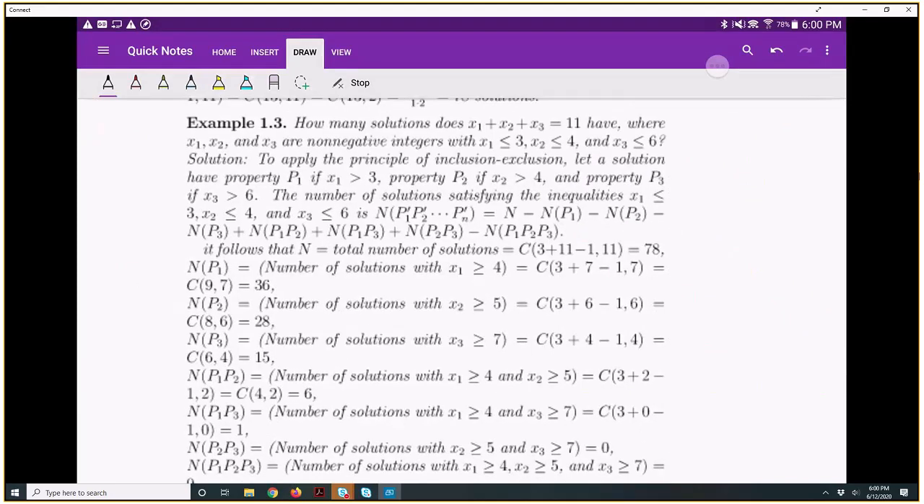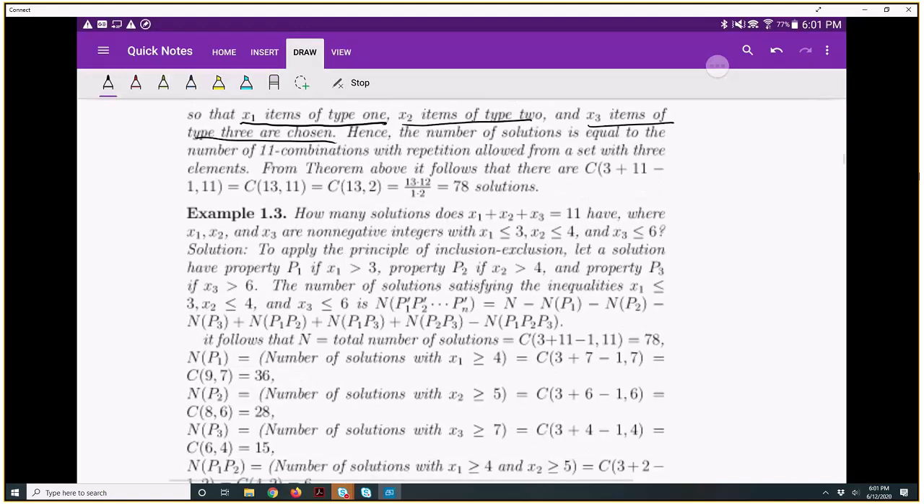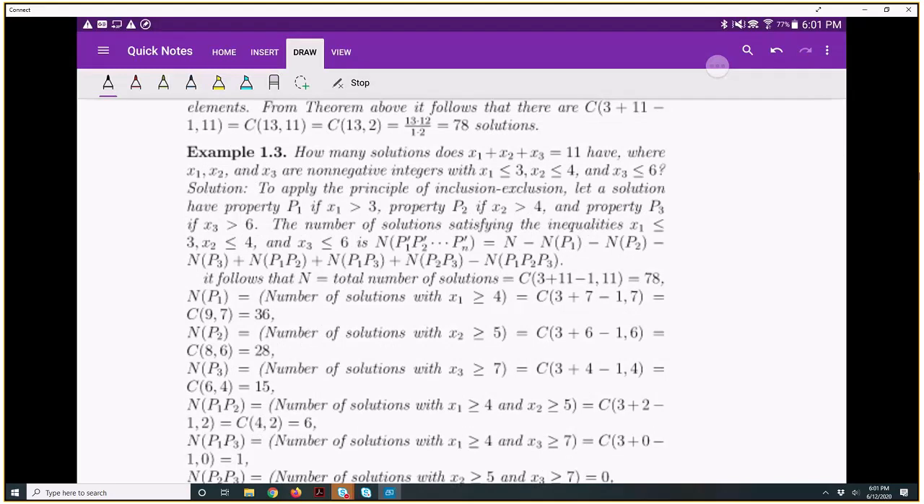But we can now apply our alternate form of inclusion-exclusion to a problem like this if we add a restriction. How many solutions does this equation have where x1 is less than or equal to 3, x2 is less than or equal to 4, and x3 is less than or equal to 6? So now we're thinking of our larger set as the set of solutions. Remember, there were 78 of those. And we want to exclude the solutions that possess any of these properties.